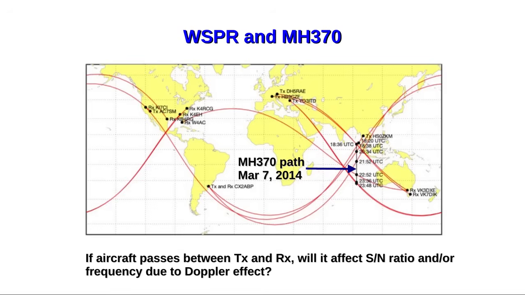This figure illustrates the concept for how one might use WSPR to track an aircraft. A link between a transmitter in Europe and a receiver in Australia could have crossed the flight path of MH370 as it flew south.